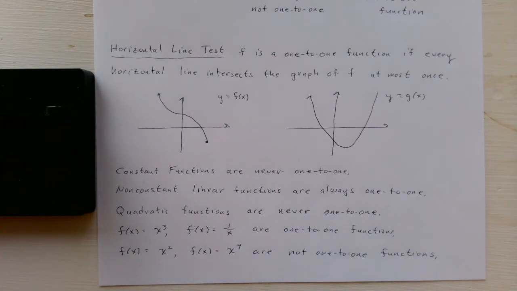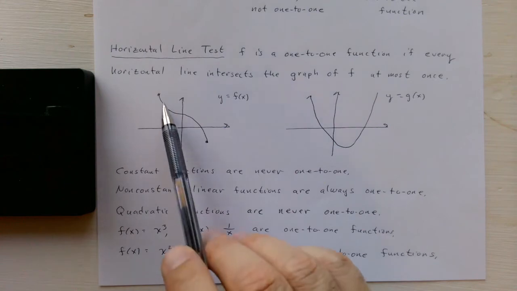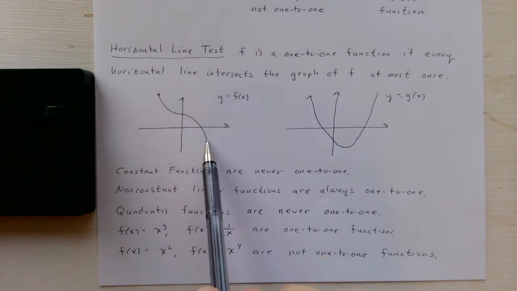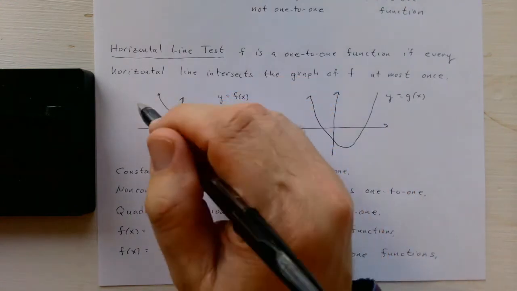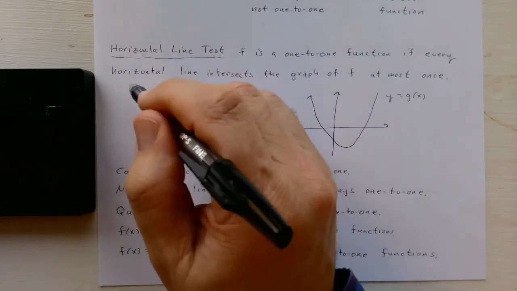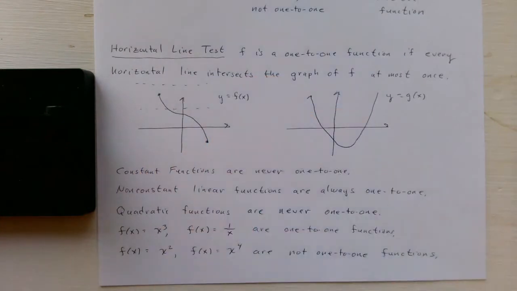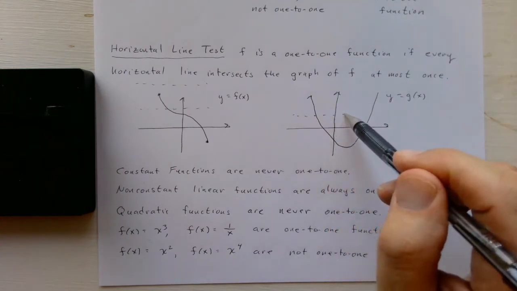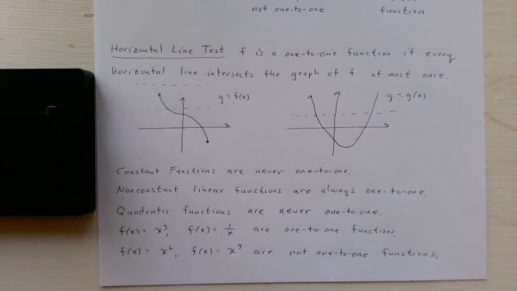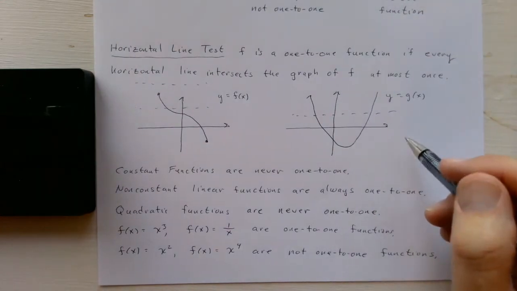And so, for example, here, for the graph of f, every horizontal line crosses it at most once. There are some horizontal lines that don't intersect it at all. That's fine, but there's no horizontal line that intersects it more than once. So this would be one-to-one. Here, with this curve, we can see that there are lots of horizontal lines which will intersect it more than once. So this is not one-to-one.